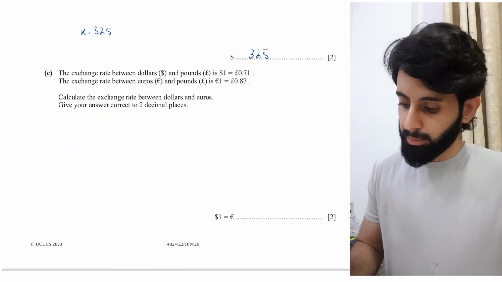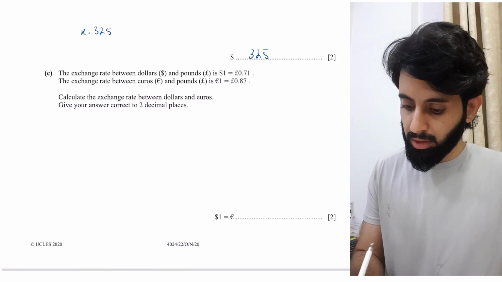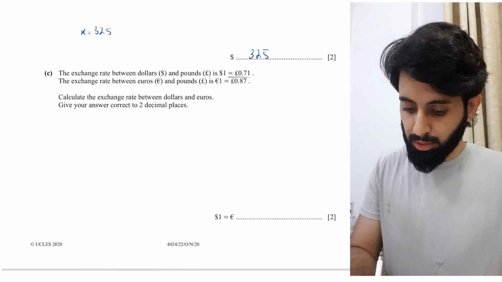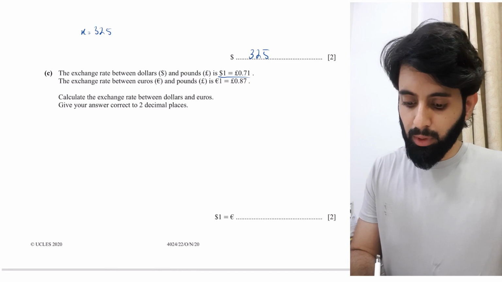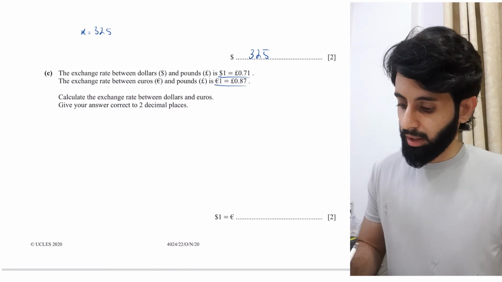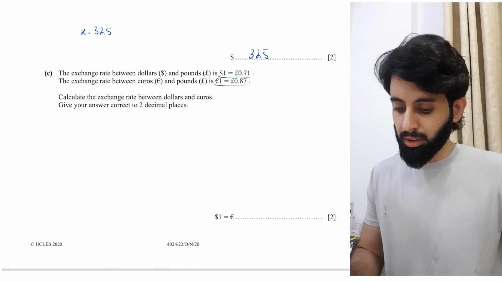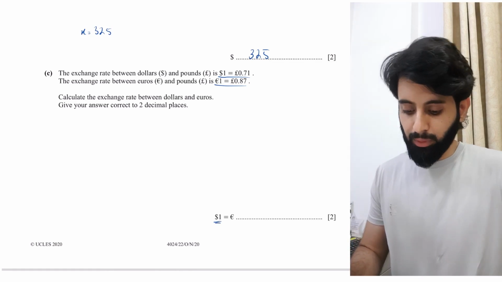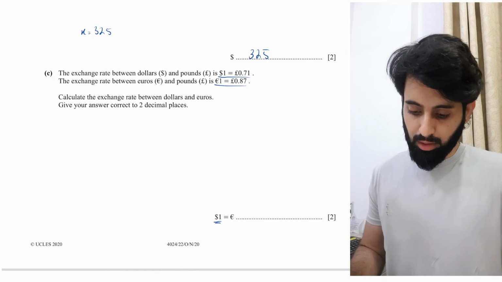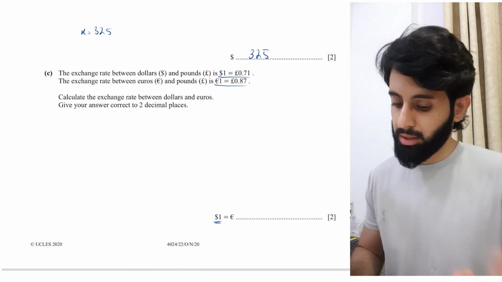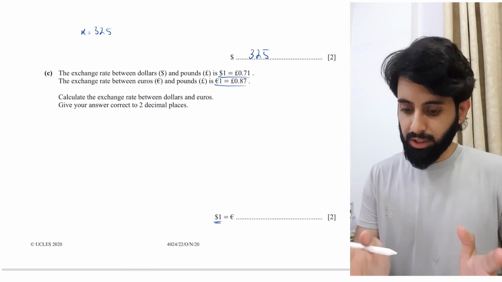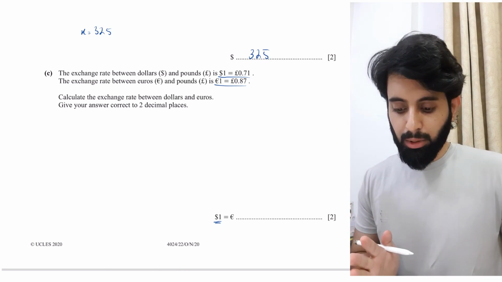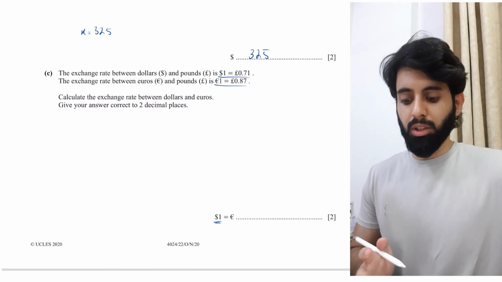Now we're at part C, which says the exchange rate between dollars and pounds is that $1 is equal to 0.71 pounds and €1 is equal to 0.87 pounds. Then it says calculate the exchange rate between dollars and euros. According to the question, you're asked to find out what $1 is equal to in terms of euros. Let's first understand the question. You know what dollars are equal to in pounds, and you know what euros are equal to in pounds.